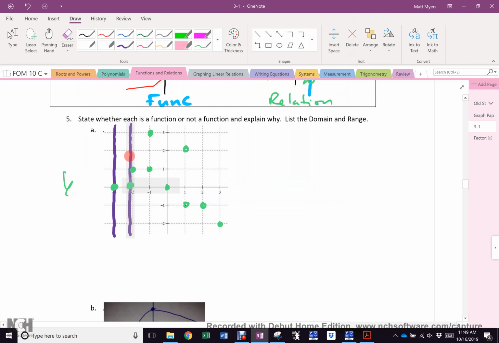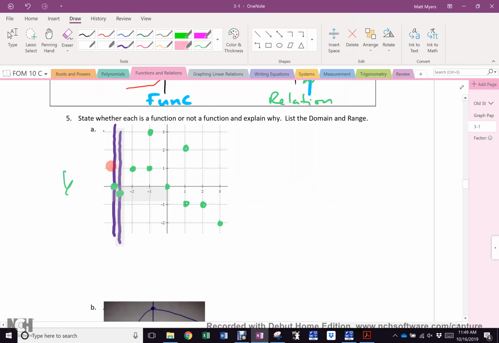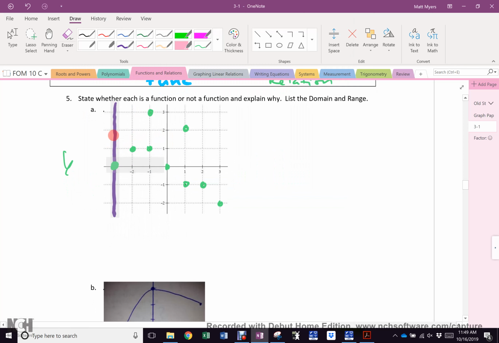When I slide it along, I hit the green once, yes? Ignore that bottom green dot because it came along with me. How many green dots do I hit there? 2. How many there? 1. How many there? 2. So this is what? 2. This is a relation. I was just saying numbers.